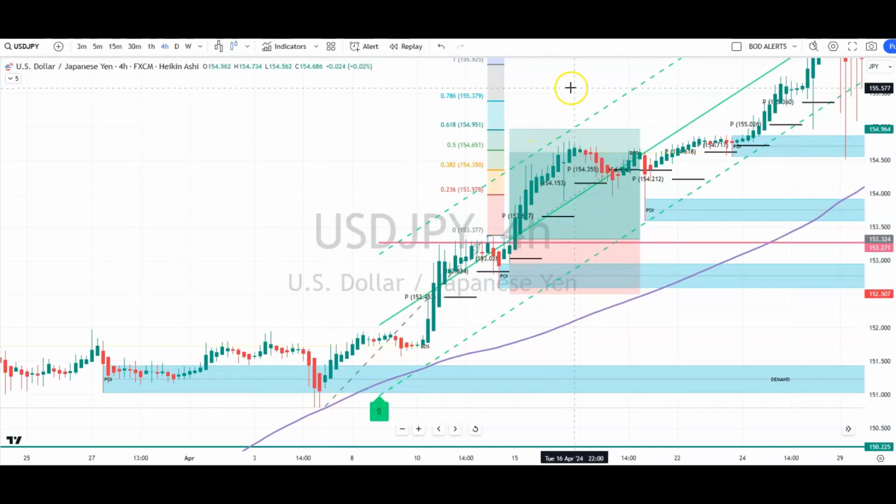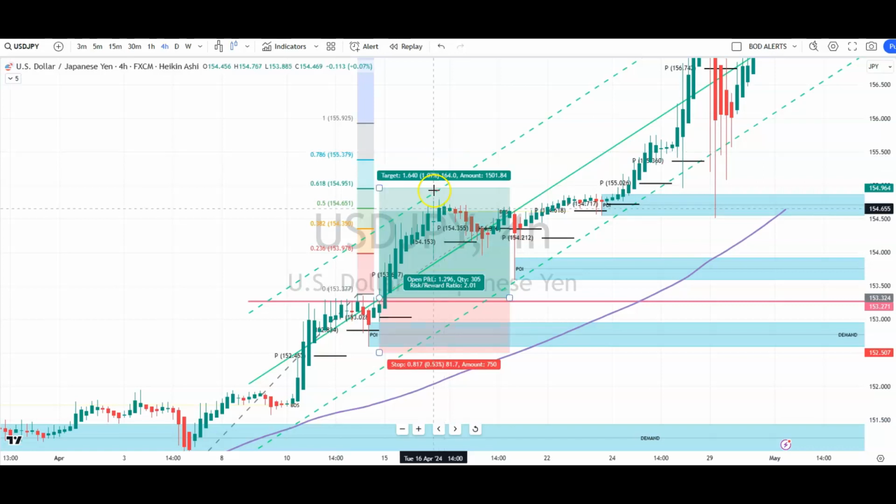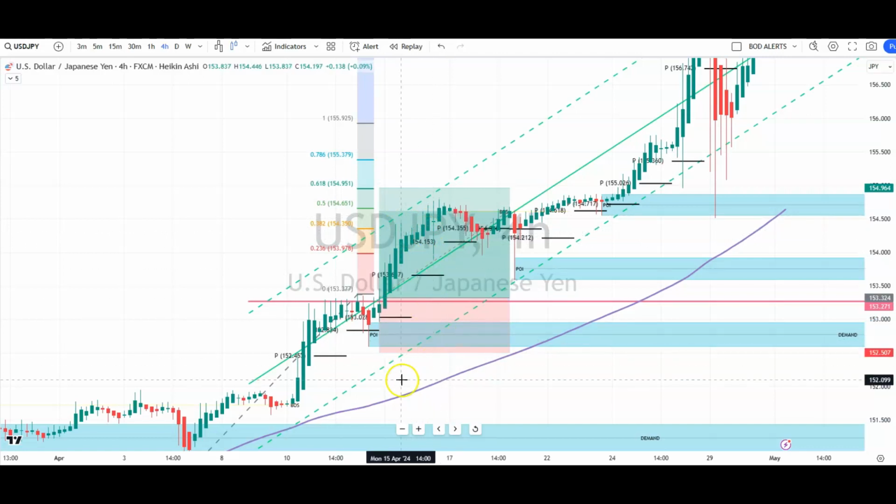So that would have been perfect. You would have had to wait, because it's a 4-hour chart. If you're trading off a 4-hour chart, you're going to have to wait for the target to be reached, because you're going to have much wider stops and much bigger targets. So 164 pips target, excuse me, as opposed to 81 pip stop.